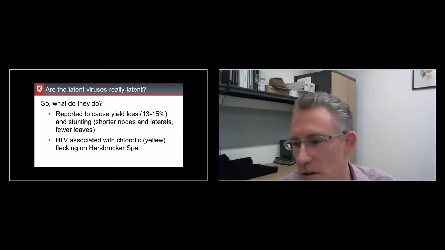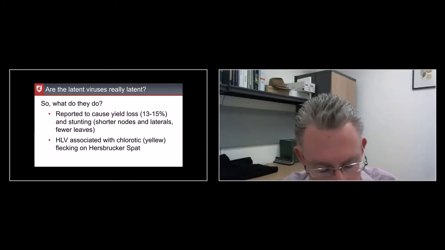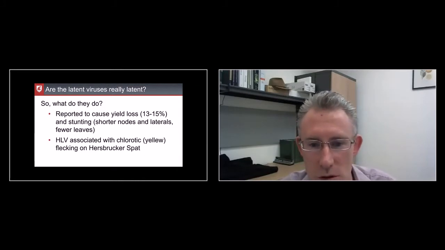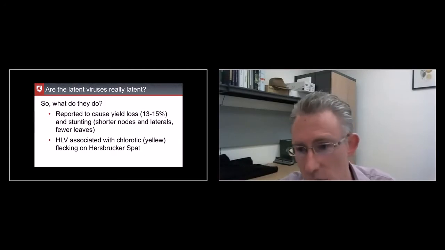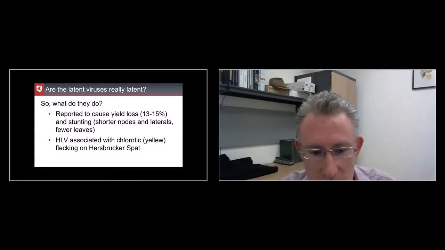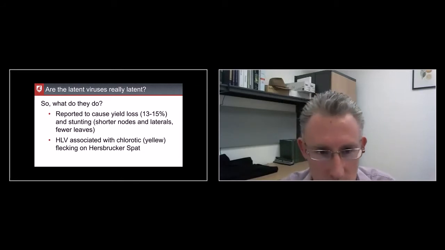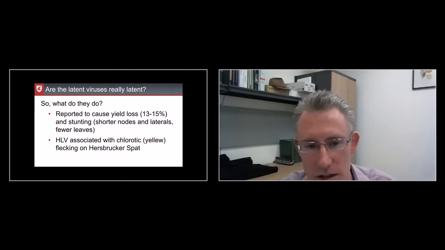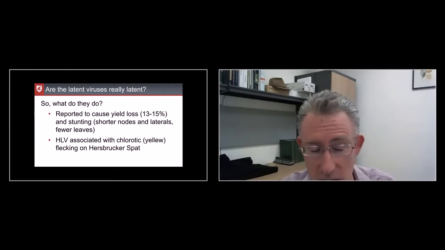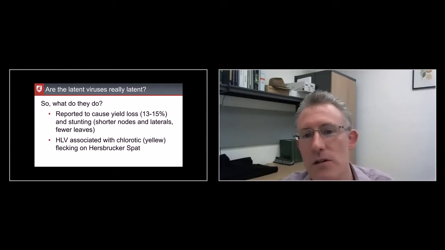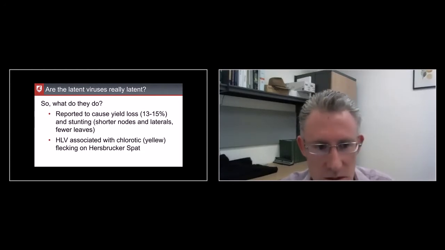That is the point of this project, because in the past, these two viruses have been reported to cause yield losses of up to 13 to 15%, some stunting, shorter nodes, shorter laterals, fewer leaves, and some flecking on one cultivar. However, this is all relatively older research looking at hop cultivars that aren't widely produced these days, or they're produced in other countries, but not here. So we really don't know what their effect is on US hops.